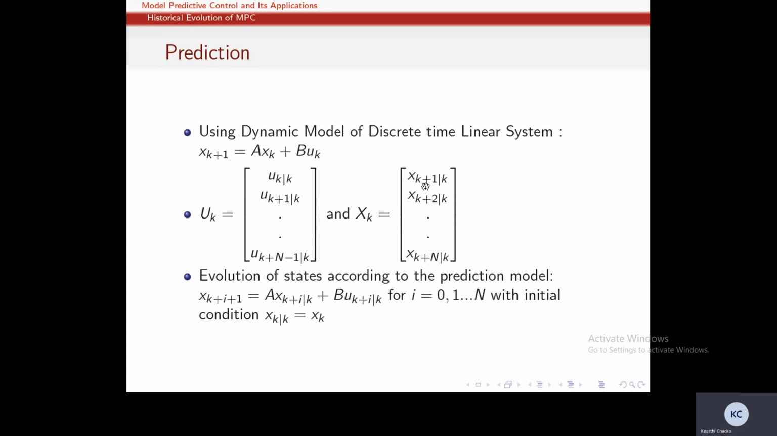Now x(k+1|k) is the predicted state at the (k+1)th instant, provided you have the state at the kth instant. Similarly, x(k+2|k) is the state at the (k+2)th instant, provided you have the state at the kth instant. The evaluation of the state according to the prediction model will be like this. You substitute i as 0, 1, 2 up to N to get the state sequence, with the initial condition x(k|k) = x(k). That is the initial condition. So we are predicting using the model of the system.